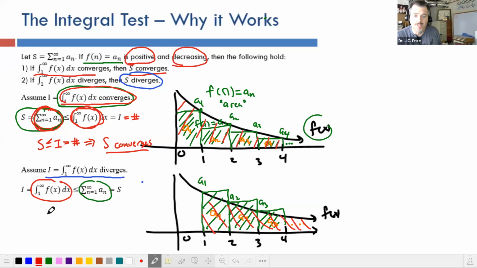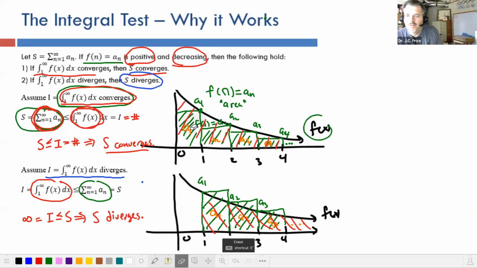So what's happening here is we're saying basically I is less than or equal to the series now. And this I is going to diverge. It's going to go to infinity. So that's going to imply that that green area is also going to be infinity. So S will also diverge. So it's a nice little area argument. And I just realized I made a little mistake here. I guess up here for that a sub 1, my integral is actually starting at 1. So I should probably take off that red area right there because it's not really being counted, right? That piece right there. But that's okay.